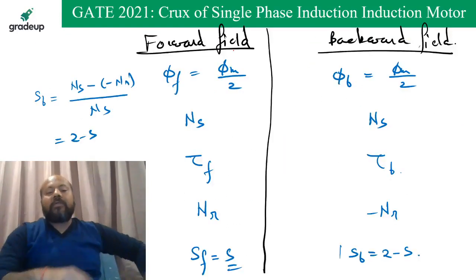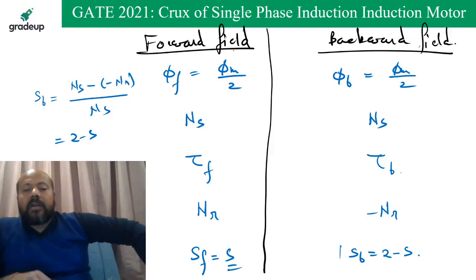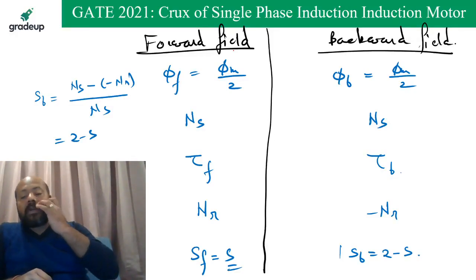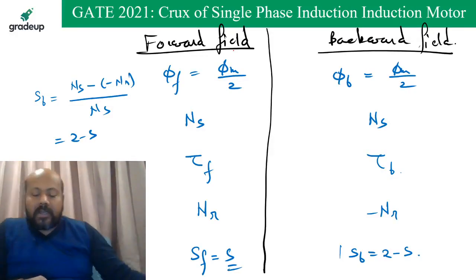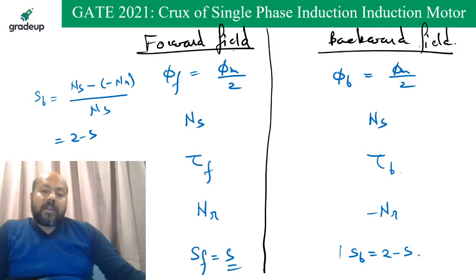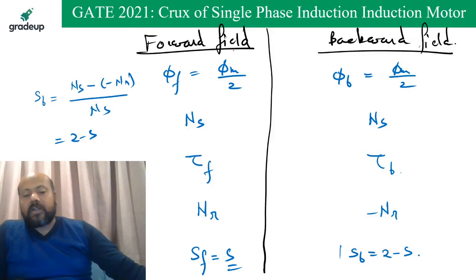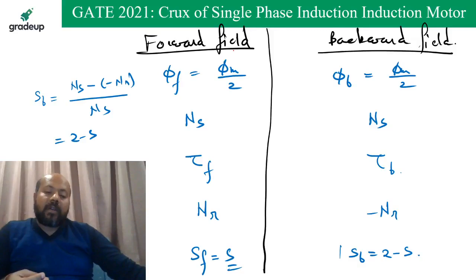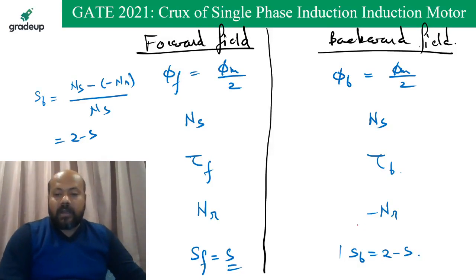Now, for this forward field and backward field, there are going to be two different fluxes established, two different torques, forward and backward, and the speed of the rotor is going to be Nr and minus Nr, because backward field means it is rotating in the backward or opposite direction. Depending upon the two fields, there are two types of slips available for the single phase induction motor. The forward slip is the normal general slip, which we call S, whereas the backward slip we define as 2 minus S.